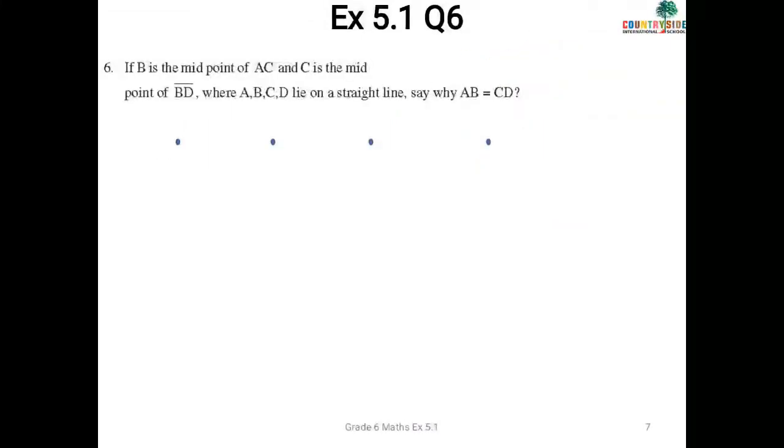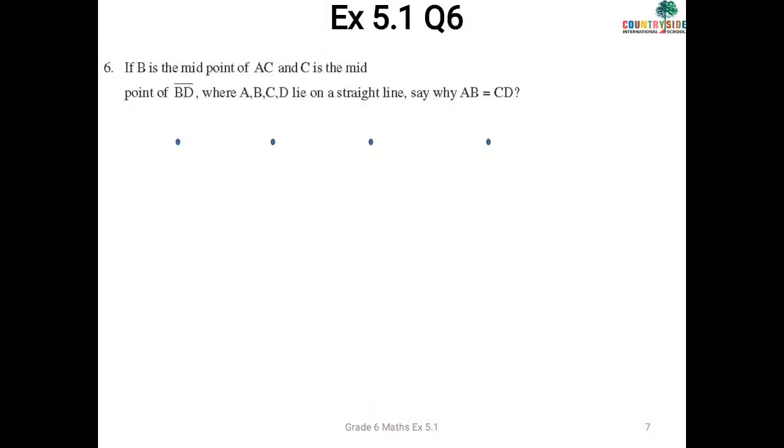Okay, so scholars, now let's solve question number 6, and question number 6 is also a very easy question. See, B is the midpoint of AC and C is the midpoint of BD, where A, B, C and D lie on a straight line. Show that AB equals CD.